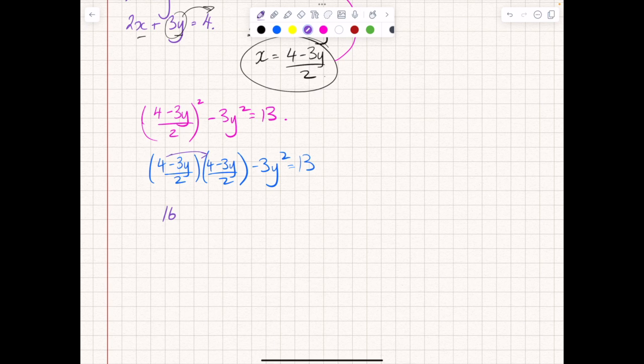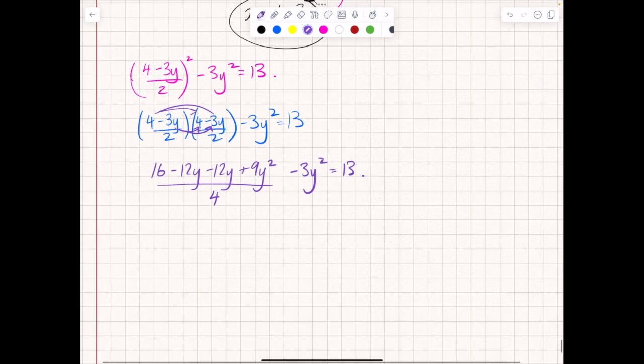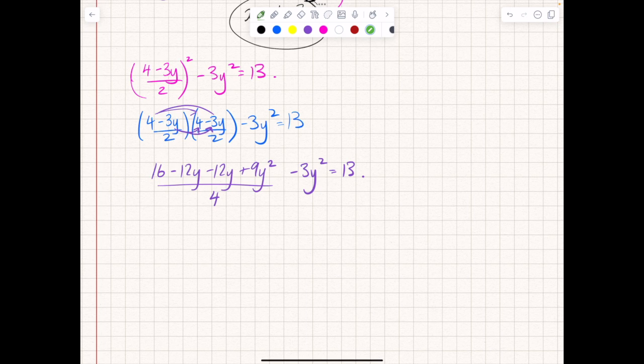4 times 4 is 16. 4 times minus 3y is minus 12y. Minus 12y. And then this becomes a positive 9y squared. That then is all over 4, minus 3y squared equals 13. Okay. Now, let's just start tidying this up. So I'm going to rearrange this. This becomes 9y squared. Minus 12y minus 12y is minus 24y. Then I've got my plus 16. That's all over 4, minus 3y squared. Now, because this is a fraction, I'm subtracting a fraction, I'm going to put that over 1. And that equals 13. Okay.